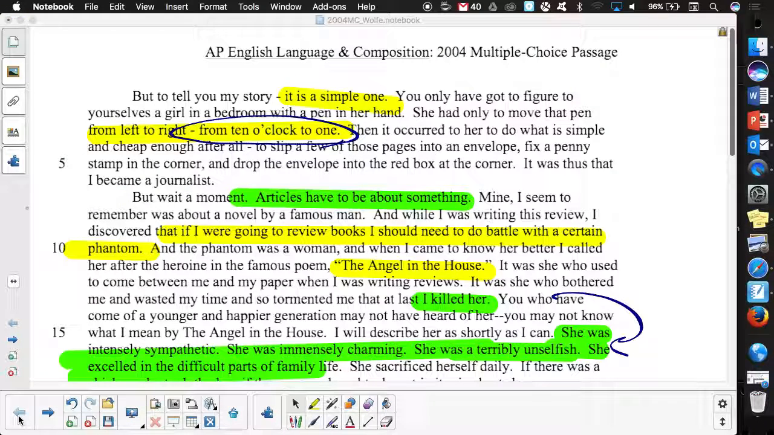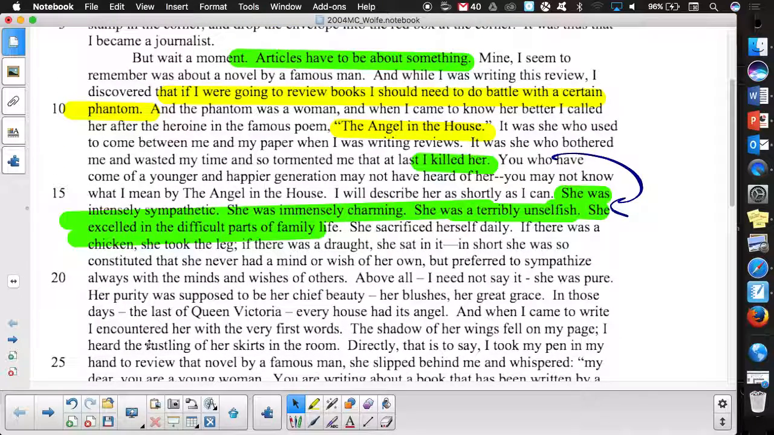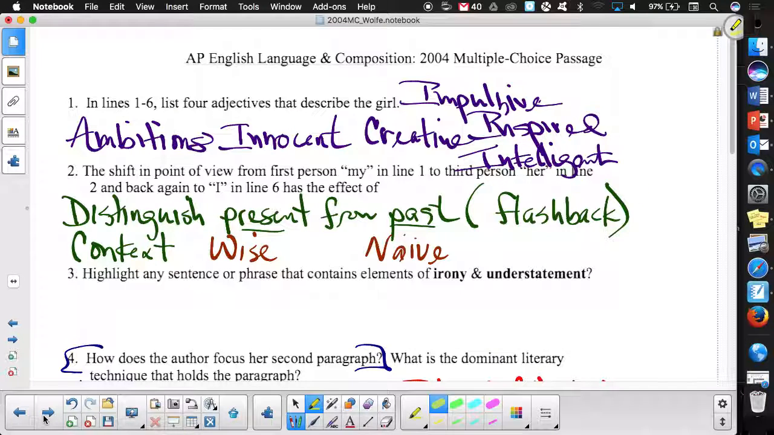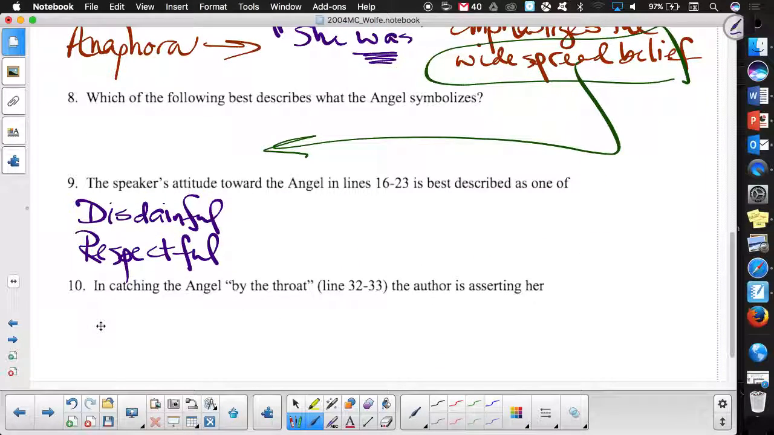Yeah, so we're looking at lines 16 to 23. This is going to include essentially the she was immensely charming, because you always start with a sentence. You're not going to be taking intensely sympathetic. 23 is going to take her down here to I encountered her with the very first words. Now, you did use an S term, sarcastic. You could make an argument, is this being sarcastic with reference to the use of things like pure and great grace? Certainly those terms we would think to be respectful, that Byron's mentioning. So there could be some arguments made for the sarcastic, and I'm not trying to force that idea upon anyone. But that might be a little bit more apt to what you're looking at than disdainful.